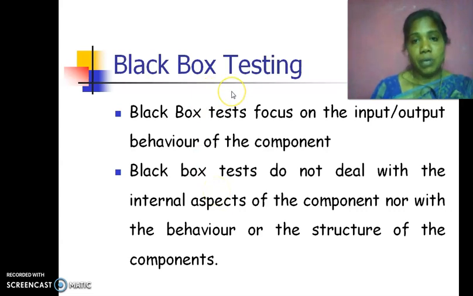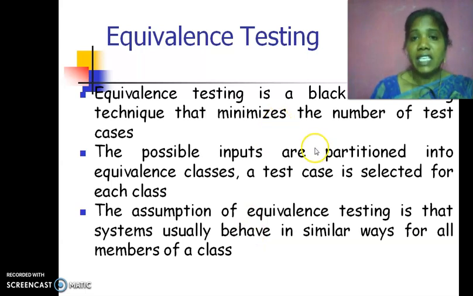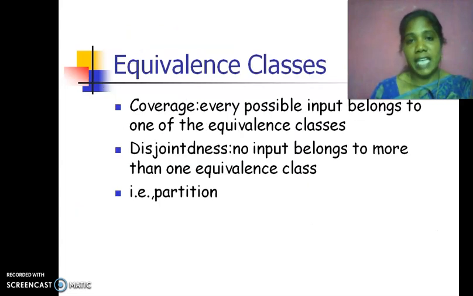Next is black box testing. A black box test only focuses on the input and output behavior of the component. It does not deal with the internal aspects of the component, nor with its behavior or structure. Then equivalence testing is one of the black box testing techniques that minimizes the number of test cases. The inputs are partitioned into equivalence classes and test cases are selected for each class. The assumption is that systems usually behave in similar ways for all members of a class.